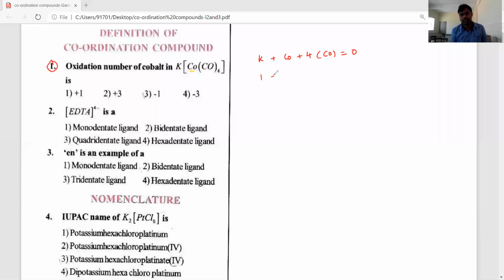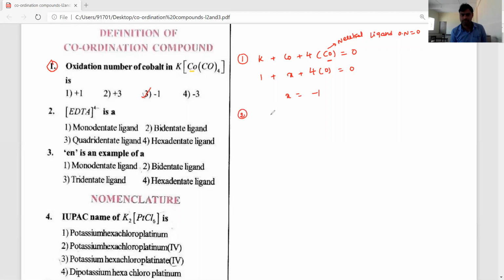Potassium is a first group A element, its oxidation number is +1. Cobalt, let it be X. CO is a neutral ligand, its oxidation number is equal to 0. That's why 4 into 0 is equal to 0. Now X is equal to -1. So the answer is the third option. Okay, students.